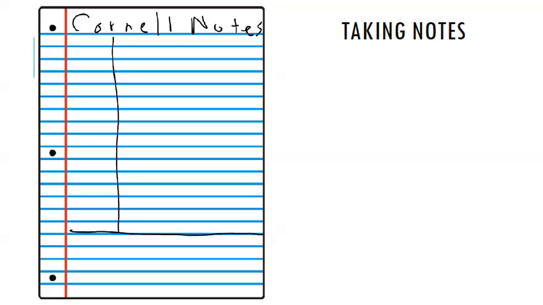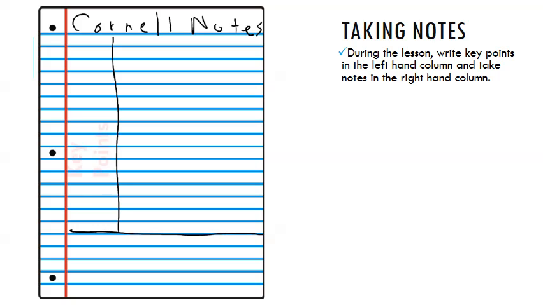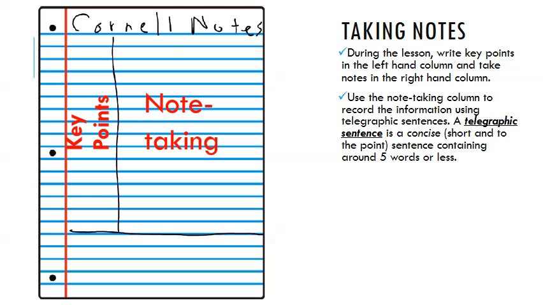When the paper's been set up, you're ready to start taking notes. On the left-hand side in that column, you're going to write all your key points, your questions, the terms to define, the skills to understand. The right-hand side is the note-taking column. That's where you put your descriptions, definitions, diagrams, or whatever information you're gathering.